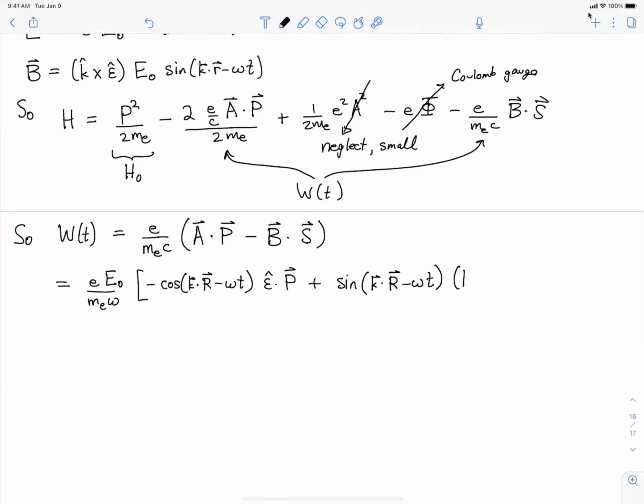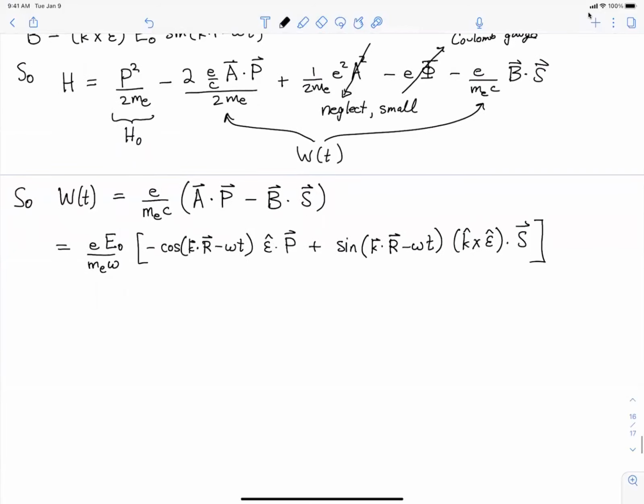And then there's k hat cross my polarization vector dotted into the spin. Okay, and so that's the whole thing. And so without doing anything else, we can notice this is indeed a harmonic perturbation. So we can, for sure, write it this way.